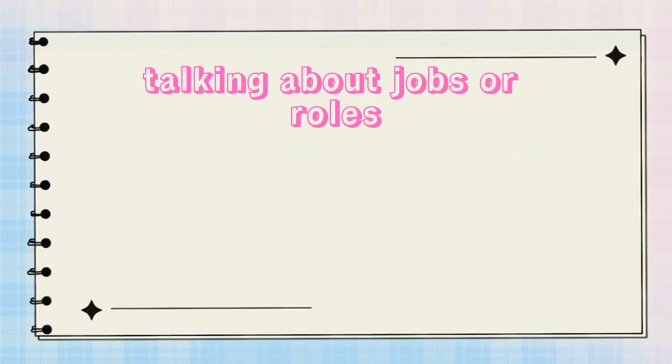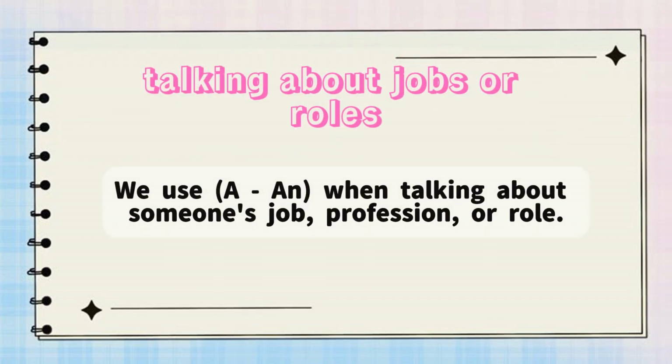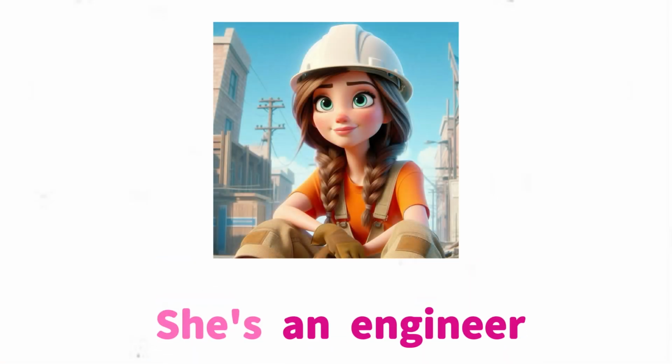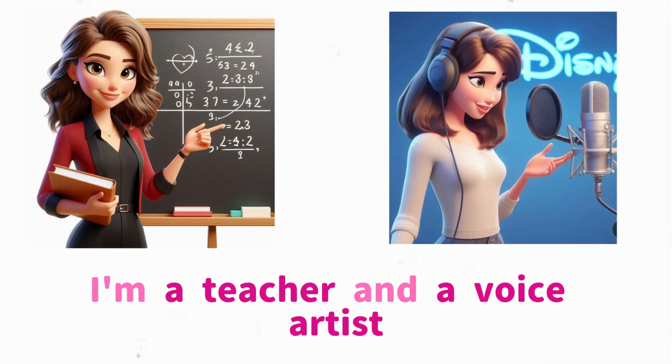Three, talking about jobs or roles. We use a or an when talking about someone's job, profession, or role. He is a doctor. She's an engineer. I'm a teacher and a voice artist.